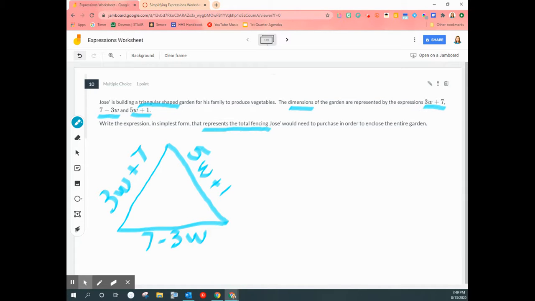Okay, awesome. Now we have to ask ourselves, again, what do they want me to find? Well, they want the total fencing. So let's say Jose is going to take some fencing and he's going to fence around his whole garden, right? So we need the amount to go around the whole garden. What is it called when you're trying to find the distance around an object? I hope right now you're going, oh yeah. That's perimeter, right? So we need to find the perimeter of this garden.